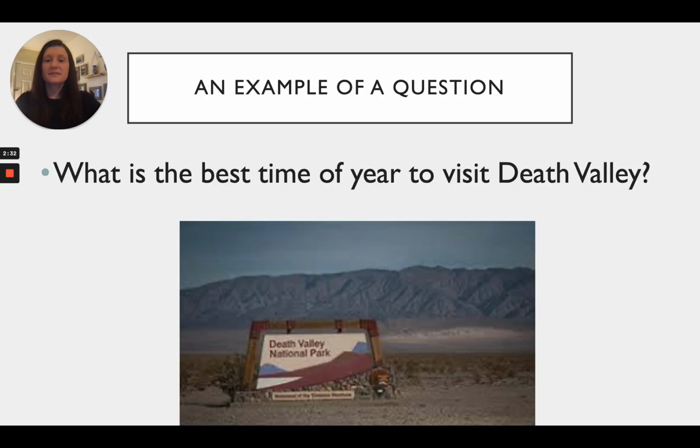All right, so here's an example of a question. What is the best time of year to visit Death Valley? And again, we see at the end, since we're asking when is the best time of year to visit Death Valley, we have our question mark there at the end.